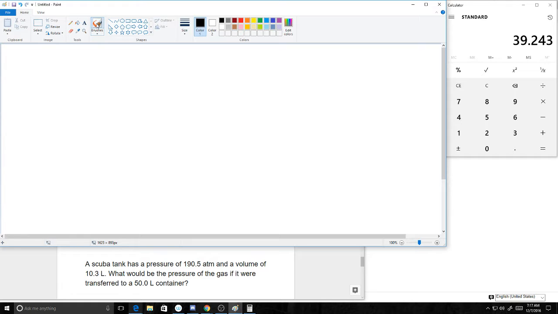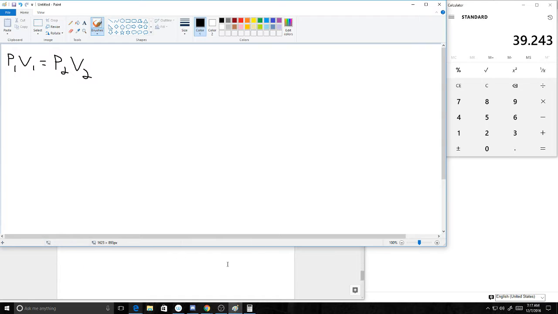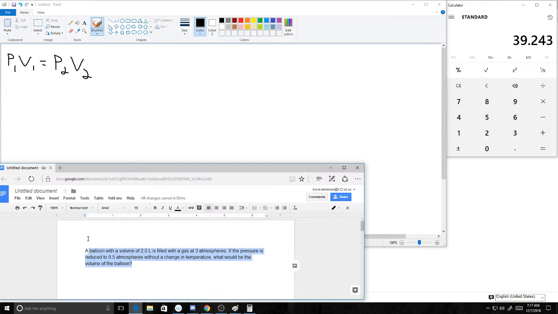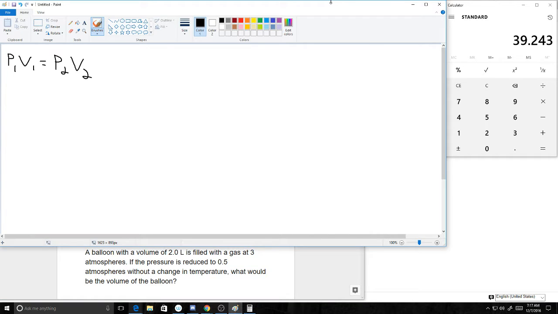Starting off, I'm just going to put the equation we're using at the top: P1V1 equals P2V2. Let me scroll down to the next one. This one you do see as well. This question says a balloon with a volume of 2 liters is filled with a gas at 3 atmospheres. The pressure is reduced to 0.5 atmospheres without a change in temp. That just means we get to not think about that one at all. What would be the volume of the balloon?